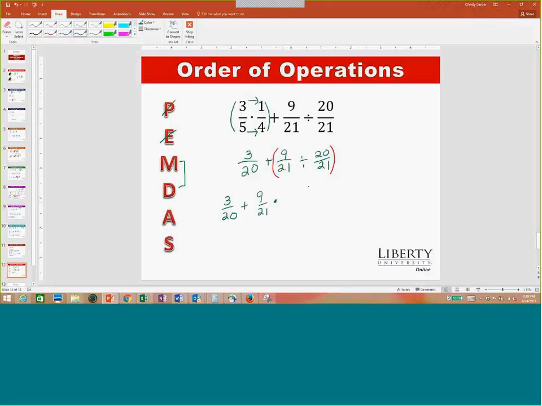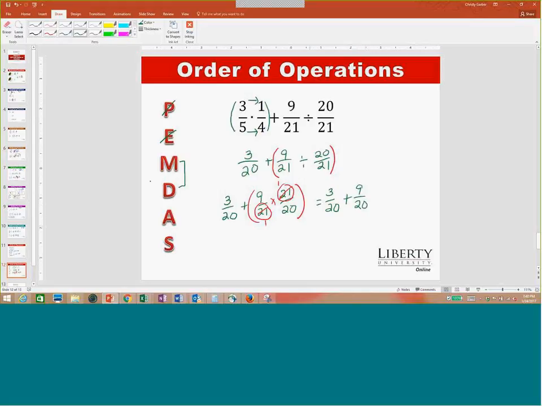I'm going to multiply by the inverse, so I need to flip the second fraction. I'm still doing division or multiplication. That's a multiplication now. It's not division. So I see that there is the same thing in the denominator and the numerator, 21 over 21. So I can simplify before I multiply. Okay? So that gives me 3/20 plus 9 times 1 in the numerator, or 9, and 1 times 20, or 20 in the denominator.